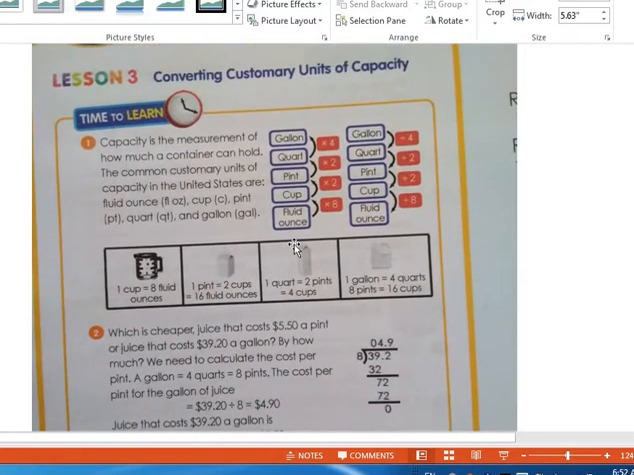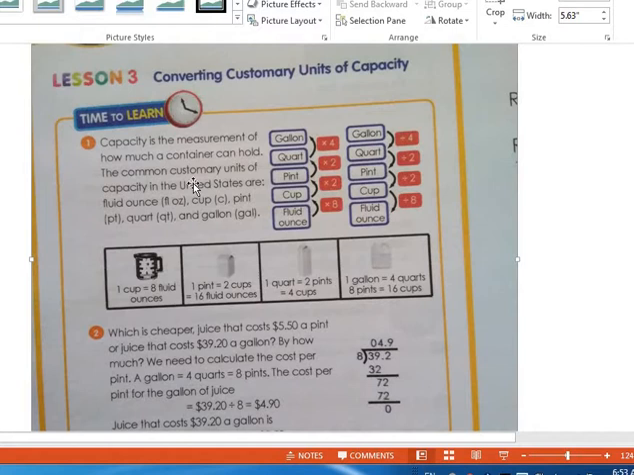As you know, we have covered converting customary units of length and weight. Today we're going to have a lesson about capacity. Okay, let's start. Capacity is the measurement of how much a container can hold.